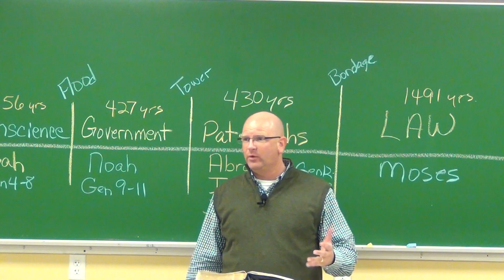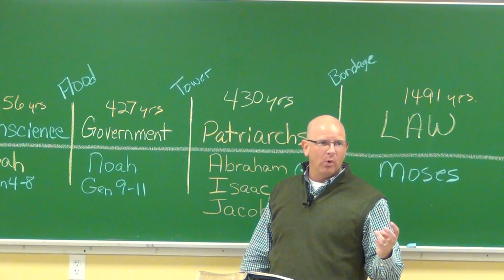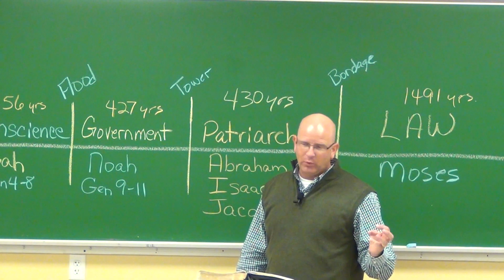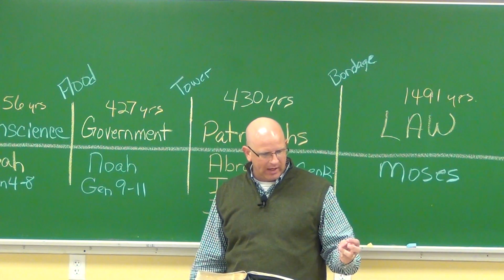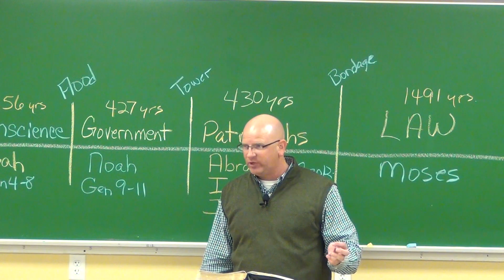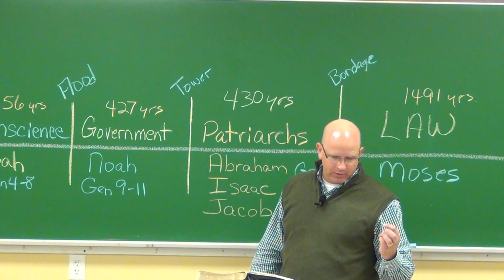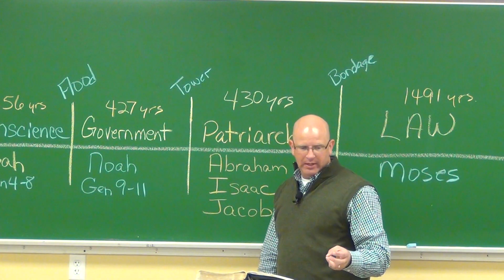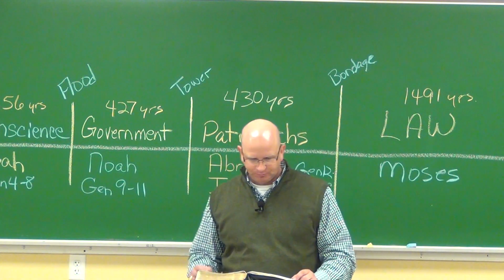Has everybody got that? Need to repeat it one more time. 12 through 24, the story of Abraham. 24 through 27, the story of Isaac. 28 through 36 is the story of Jacob. 37 through 50 is the story of Joseph.